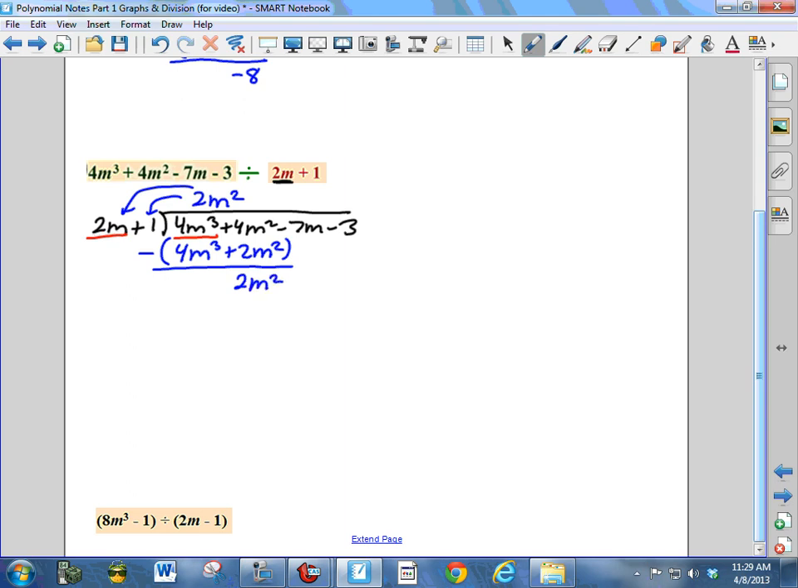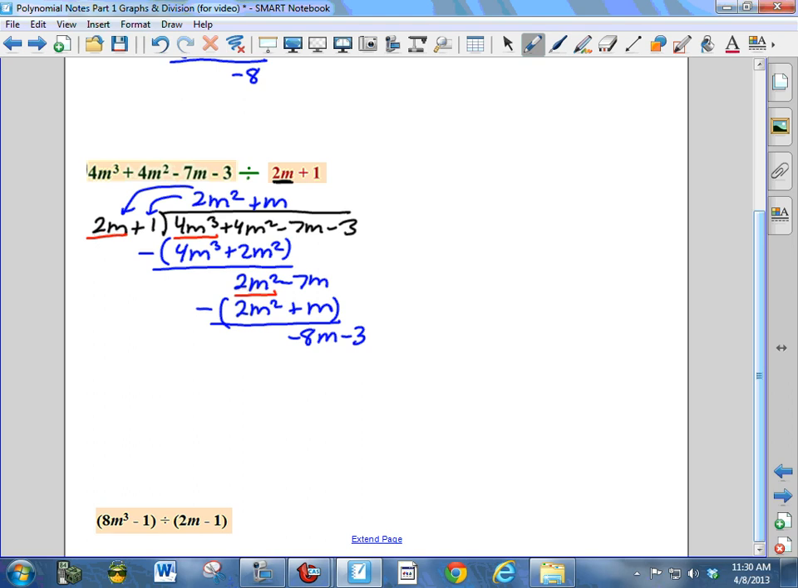And I bring down the next term, minus 7m. What do I have to multiply 2m by to get 2m squared? Just multiply it by m. So plus m. Multiply m times the entire quantity and I get 2m squared plus m, because m times 1 is m. Subtract, and I get negative 7m minus m is negative 8m.